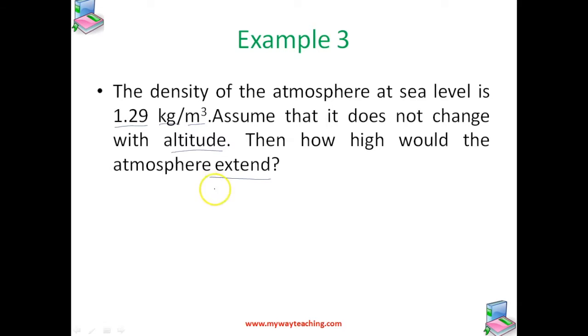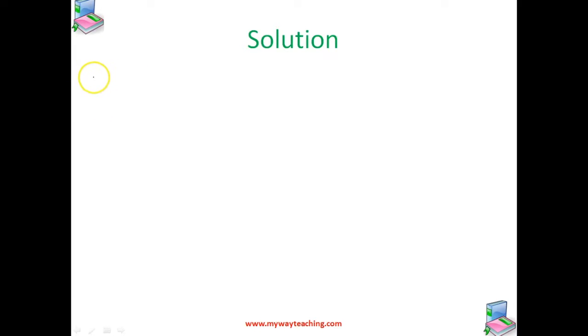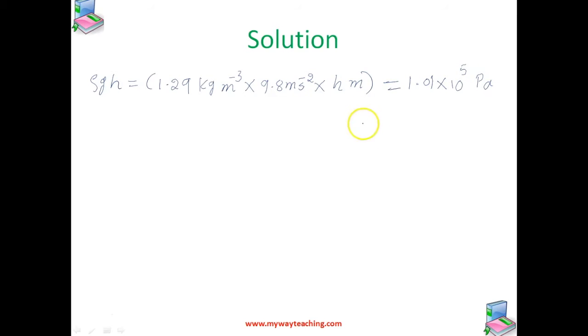That is the question. So here, to solve this problem, we use the equation rho g h. Here they have given the density, that is 1.29 kg per meter cube, isn't it? And we take g as 9.8 meter per second square, and we don't know the value of h, we should find it. That is what the question is, isn't it? And this is equal to the atmospheric pressure, 1.01 into 10 raised to 5 Pascal. So we can get the value of h from this equation.